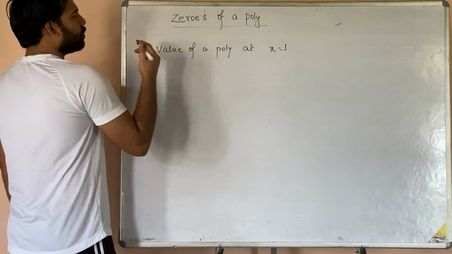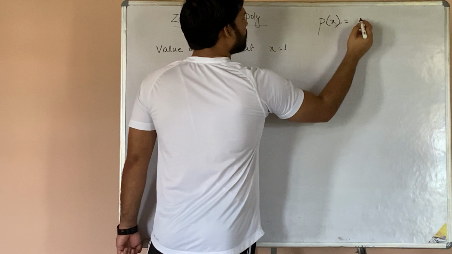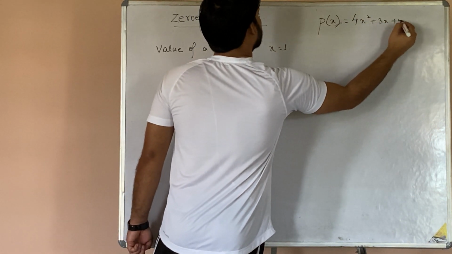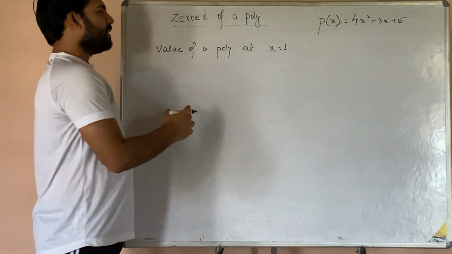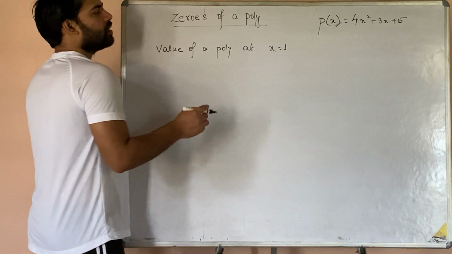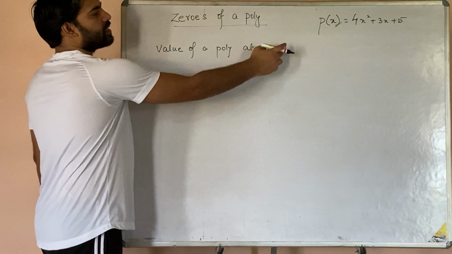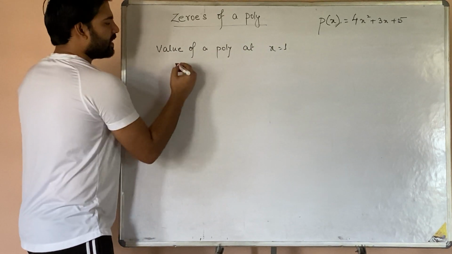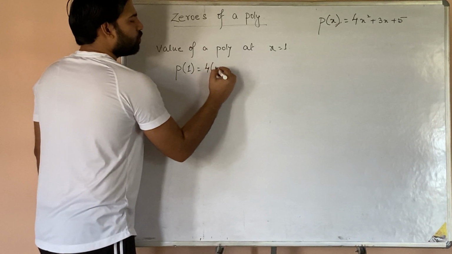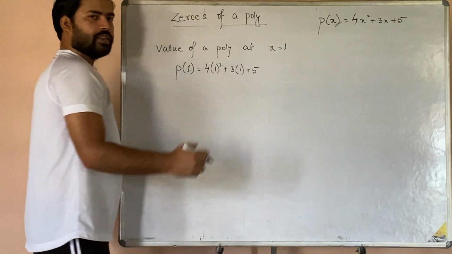Say I have a polynomial, let me take an example, say a polynomial p(x) which is 4x square plus 3x plus 5. So this is a polynomial and I need to find out the value of the polynomial at x equal to 1. So I'll do what? Simple. Wherever you see x, just keep on putting the value of x as 1. So I will write it down as p(1) is equal to 4 into 1 square plus 3 into 1 plus 5. As simple as it can be.